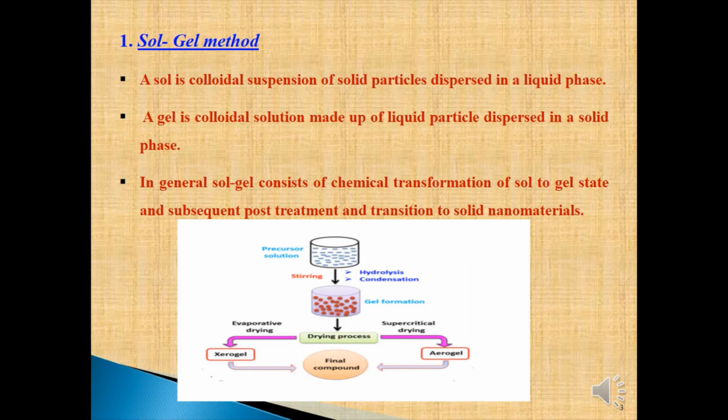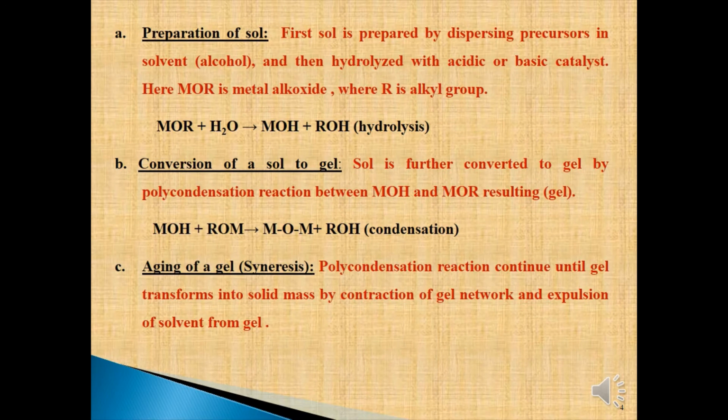So let's see the steps involved in the sol-gel process. Preparation of sol: first, the sol is prepared by dispersing the precursor, that is the starting material, in solvent alcohol. Next, it is subjected to hydrolysis with an acid or base catalyst. Here you can see MOR is a metal alkoxide, where R is the alkyl group, which is subjected to hydrolysis to produce the required sol, that is MOH, plus alcohol.